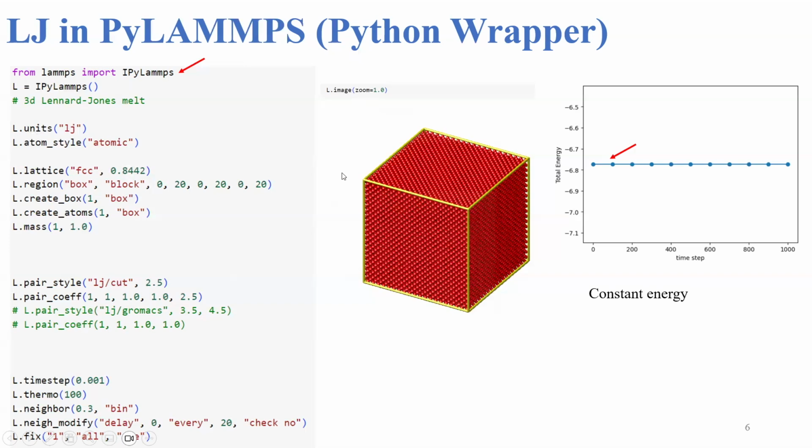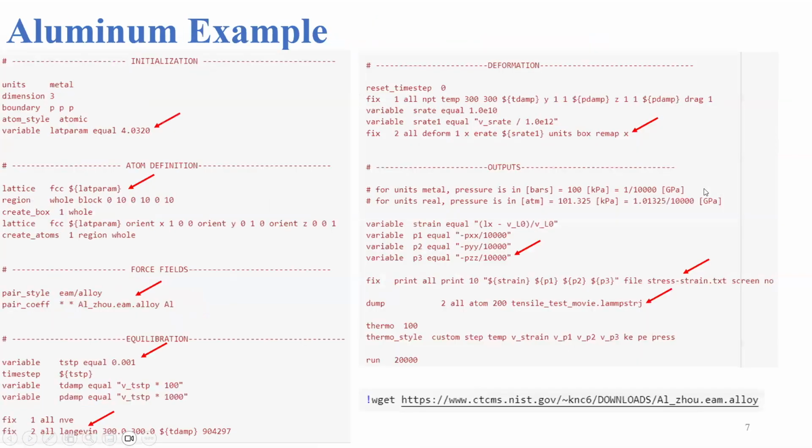We can also visualize the structure. This is an FCC 20 by 20 by 20 Lennard-Jones lattice, and we are running NVE, so energy should be constant. If you run 1,000 steps, you can see the time steps are 1,000. We can see the energy is almost conserved, or constant, which it should be. So this was quite an ideal system, not one for simulating something realistic like aluminum.